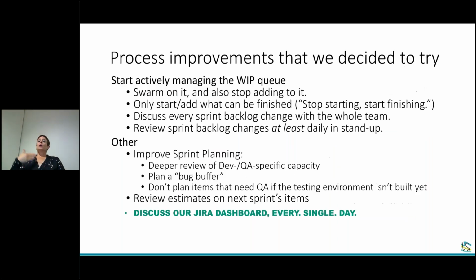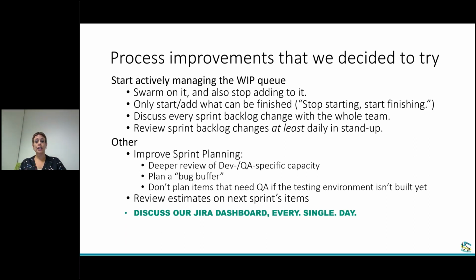So we talked through it, and there were a couple of things that we decided to try. The first one was, and I won't go too deeply into this because this is a webinar about dashboards and reporting, but I will say: stop contributing to your WIP queue if you've got one. So we decided to do exactly that. Stop doing work that would require growing that WIP queue for QA. Only start stuff that could be finished within the sprint. In other words, stop starting, start finishing.